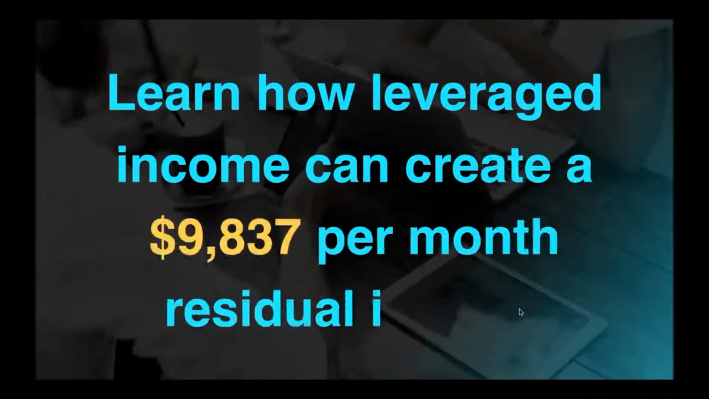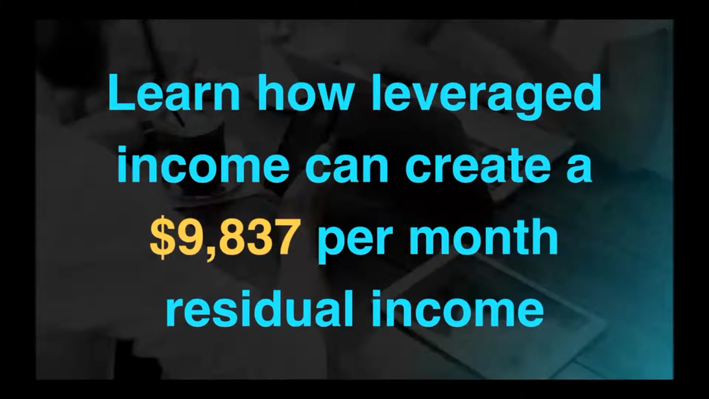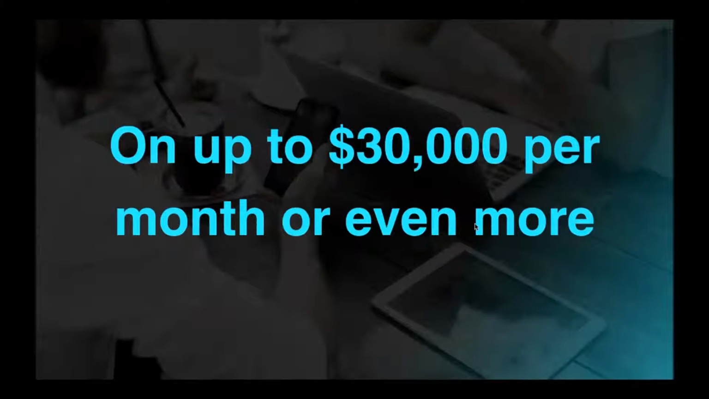We're teaching you about the concepts so you understand what questions to even start asking yourself and those who are qualified. And we're going to show you systems and processes and resources and all kinds of things that can get you on track if that's what you decide to do after getting those questions answered from a financial or investment advisor. We're going to talk about how you can use leveraged income, which is out of the B quadrant, to create a $9,837 per month residual income, and even on up to $30,000 per month, or even more if you so choose, tapping into leverage. That's in one of the videos as well.